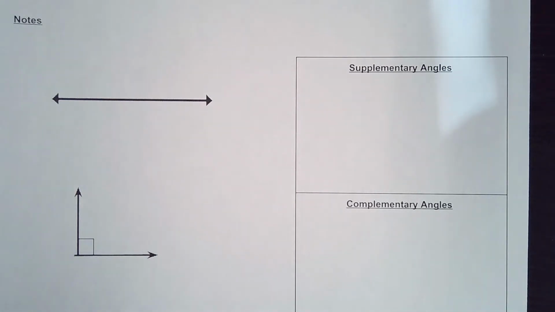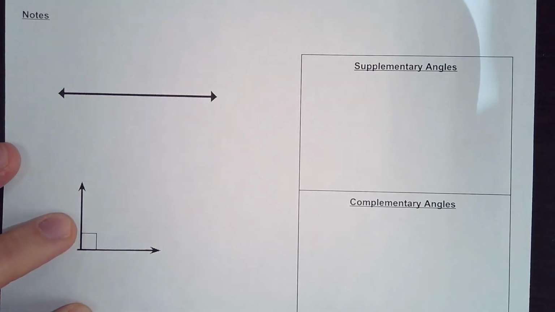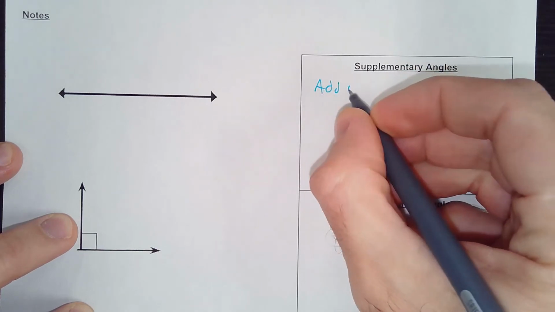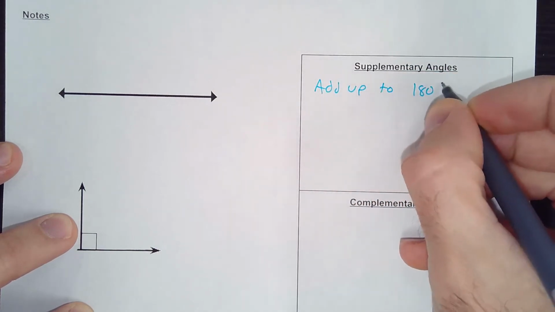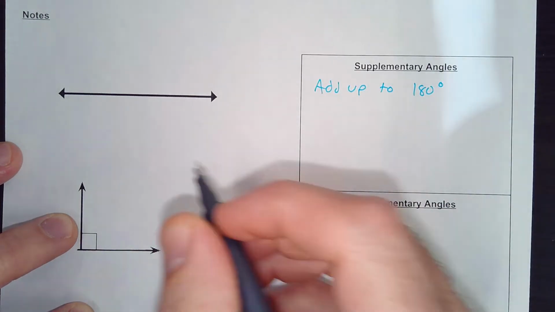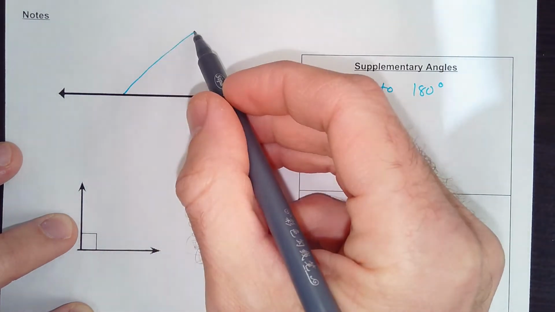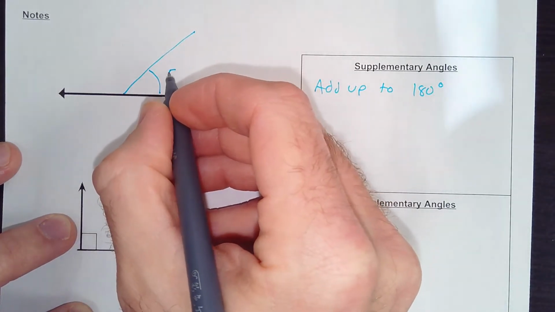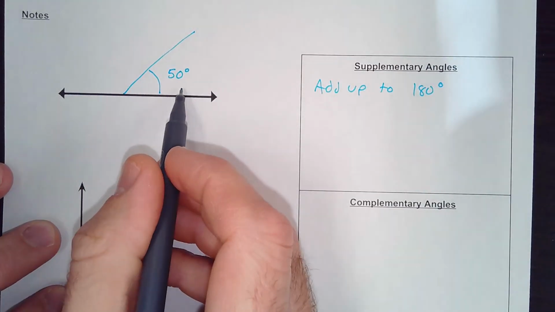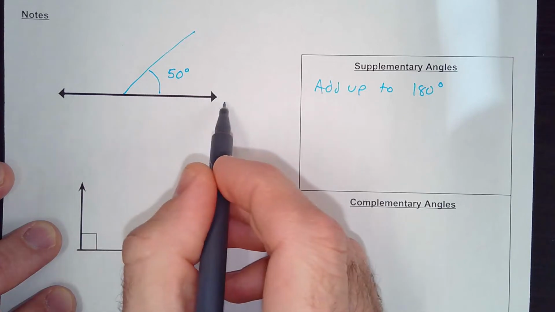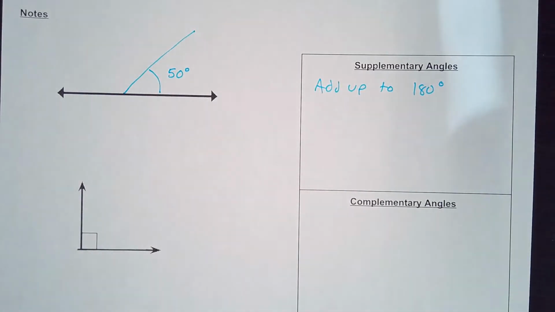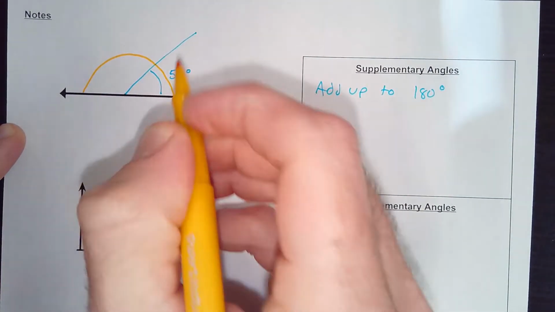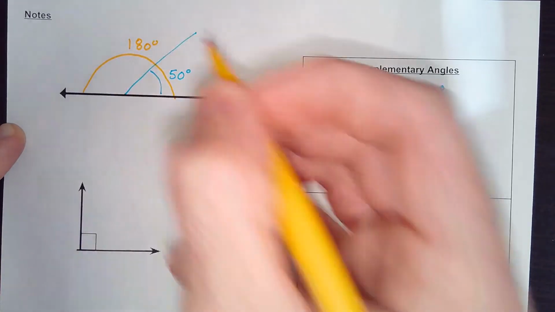What is a supplementary angle? A supplementary angle is when we have two angles that add up. They add up to 180 degrees. So an example of that would be we have something like this. And let's say this angle is 50 degrees. So if this angle is 50, and this is 180, this straight line, this whole angle is 180 degrees.